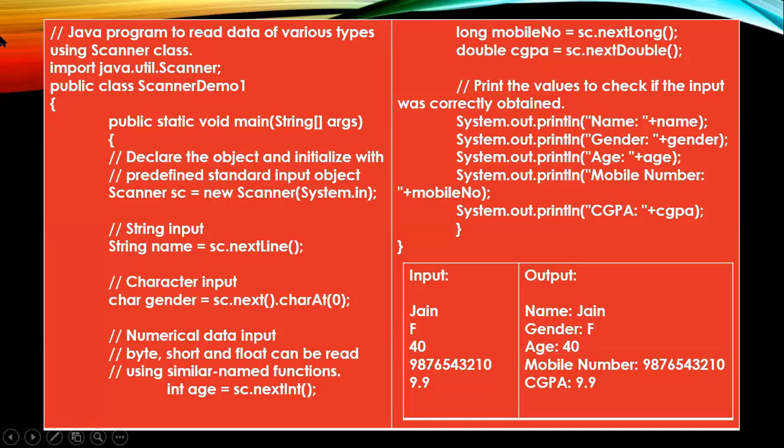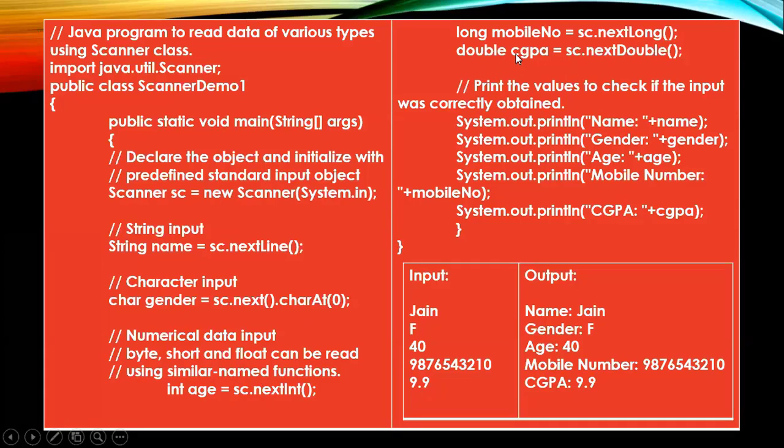Now, creating a scanner object: Scanner s = new Scanner. I already told you, you will be specifying System.in because you want to point your scanner object to the keyboard, right? So nextLine will be reading a line. nextInt will read an integer value. next().charAt will be reading one particular character. Similarly for a byte and others you can use the respective methods. nextLong will read a long value. nextDouble will read a double value, right?